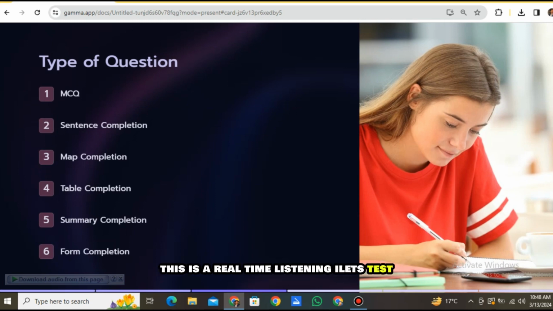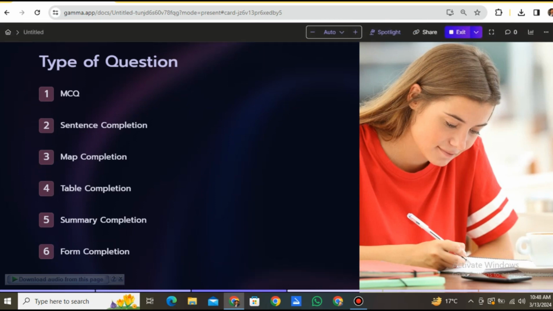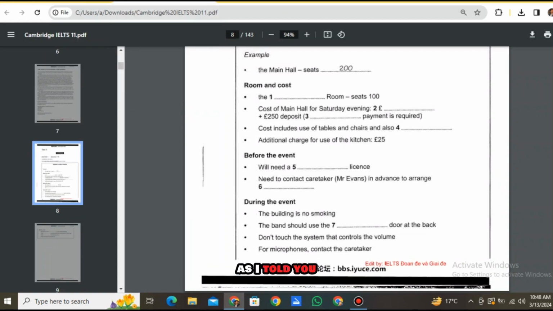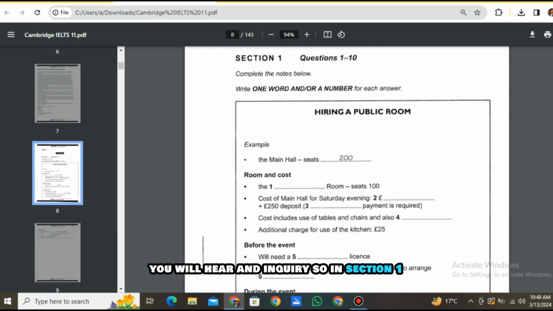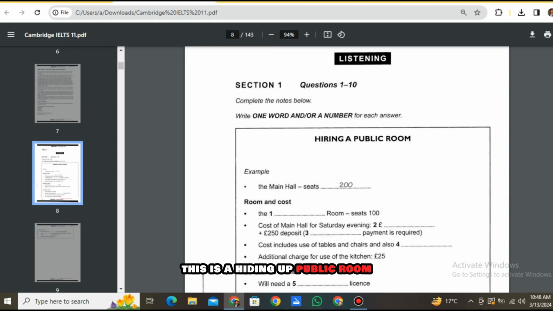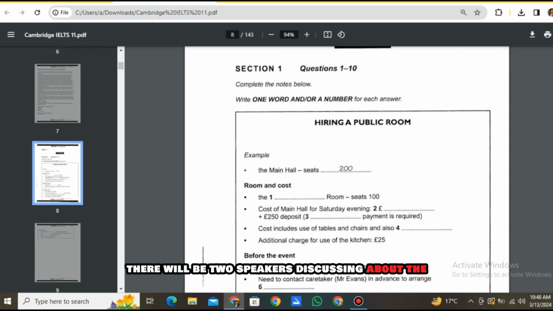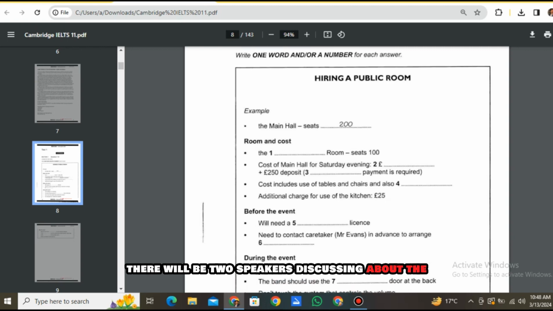This is a real-time listening test, and this is section 1. As I told you, you will hear an inquiry. So in section 1, this is hiring a public room. There will be 2 speakers discussing; one person wants to hire a public room. The other one will be the person who is gonna give the room to the other person. So they will be asking and answering each other about the room.